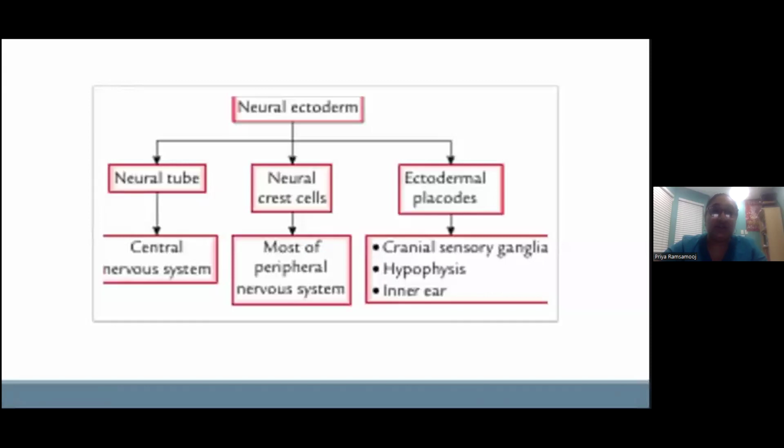So the neural ectoderm, as we outlined earlier, differentiates into the neural tube, the neural crest cells, and the ectodermal placodes. As it pertains to this presentation, we'd be looking at the neural tube, which gives rise to the central nervous system. Basically, this neural ectoderm is the genesis of the brain and the special sense organs. When the neural folds fail to fuse at the midline to form the neural tube, we can end up with neural tube defects, which are serious birth anomalies that occur between 21 to 28 days after conception.